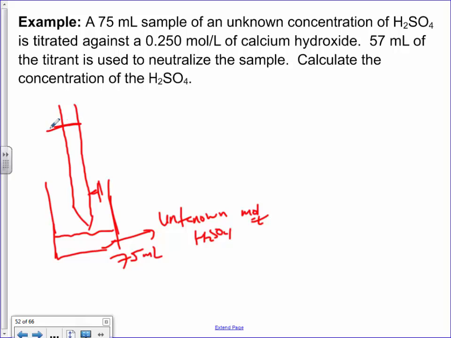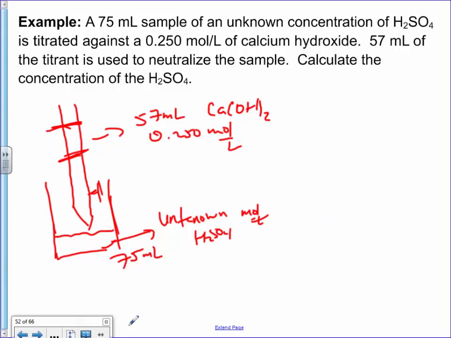We also know that in the flask itself, we used 57 milliliters of titrant. And the titrant looks like it's calcium hydroxide. Again, normally the calcium hydroxide has to be prepared yourself using a primary standard. But we'll take its word for it that it's 250 moles per liter. In a question like this, just assume that you actually did make it yourself. That's all we need.